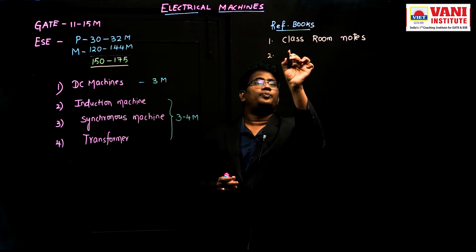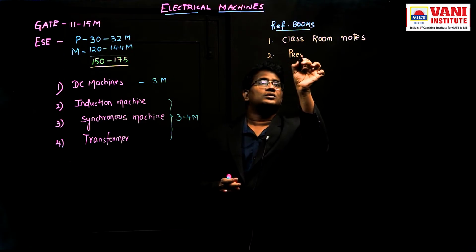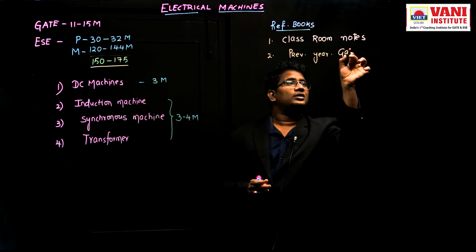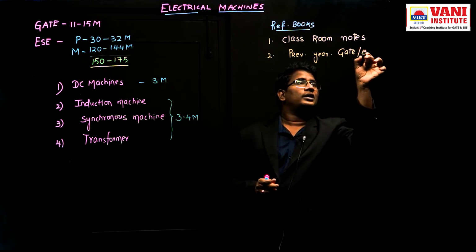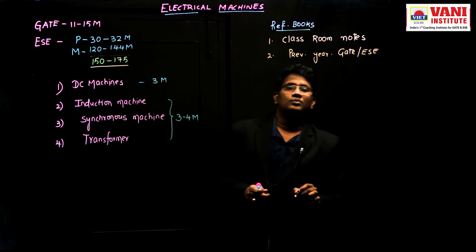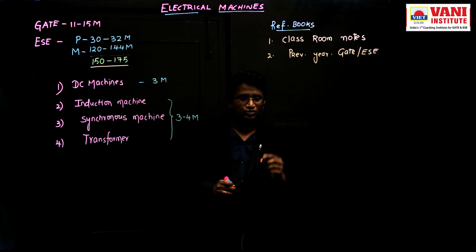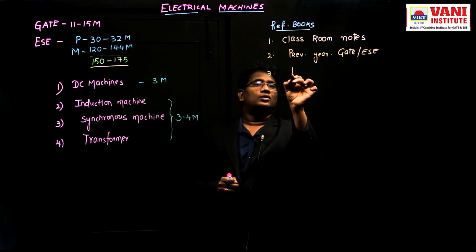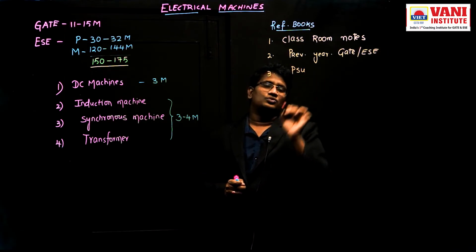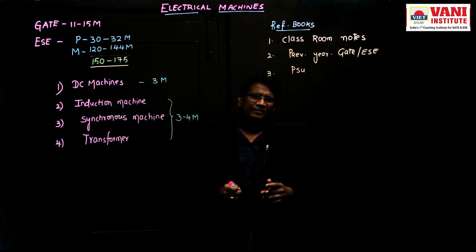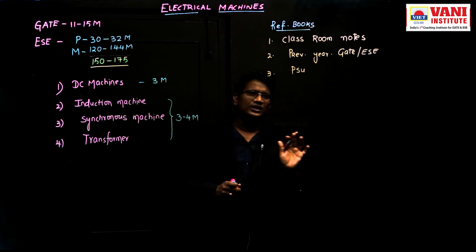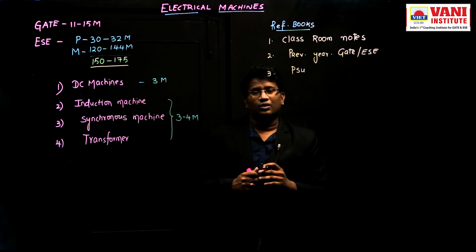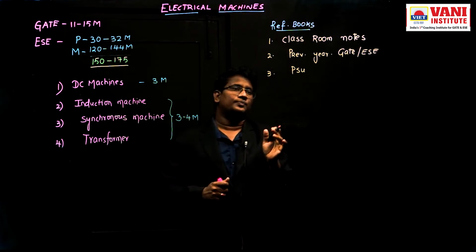Next, previous year GATE and ESE books. Both previous year GATE and engineering services books you have to solve. And once you finish that, go to PSUs. All state level or central level PSUs, everything you have to follow. BARC, ISRO, etc. All the competitive examinations you have to refer.